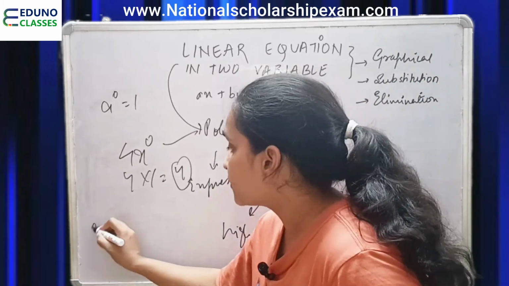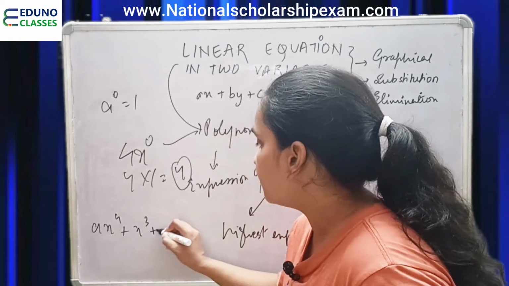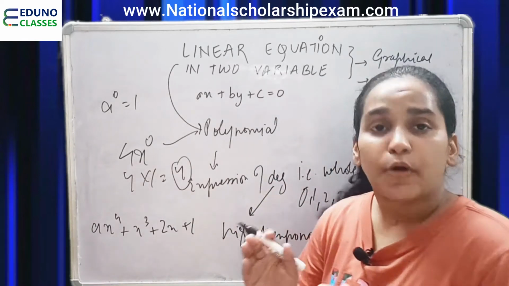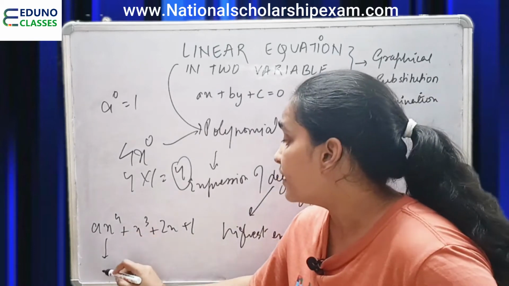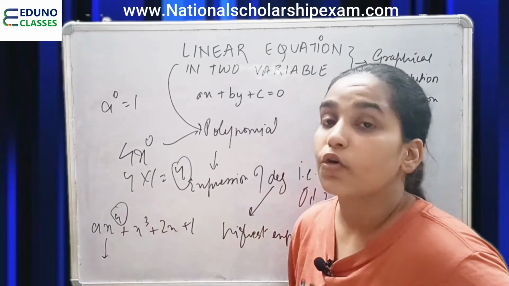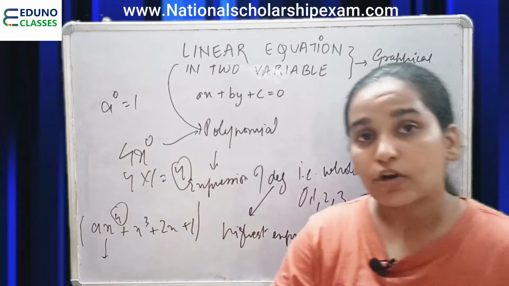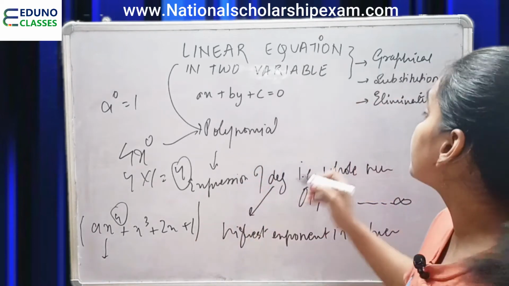Suppose there is an expression like x power 4 plus x cube plus 2x plus 1. This is a polynomial and the highest degree of variable x here is 4. So this whole polynomial has degree 4. Before going to equation, let me tell you the difference between expression and equation.